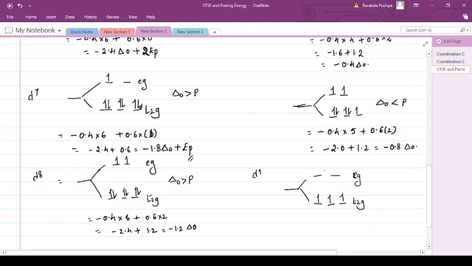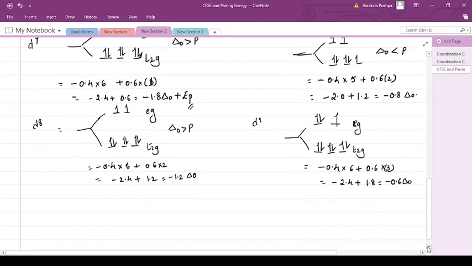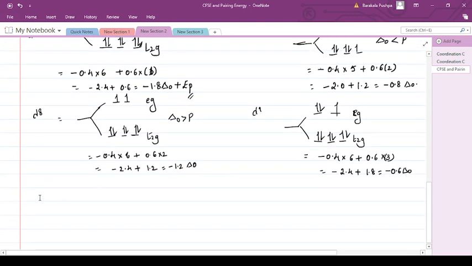1, 2, 3, 4, 5, 6, 7, 8, 9. So there is not much pairing for this system. As a result, the CFSE is minus 0.4 into 6 plus 0.6 into 3, that is equal to minus 2.4 plus 1.8, that is equal to minus 0.6 delta O. There is no concept of low spin and high spin here. There is no concept of pairing energy.